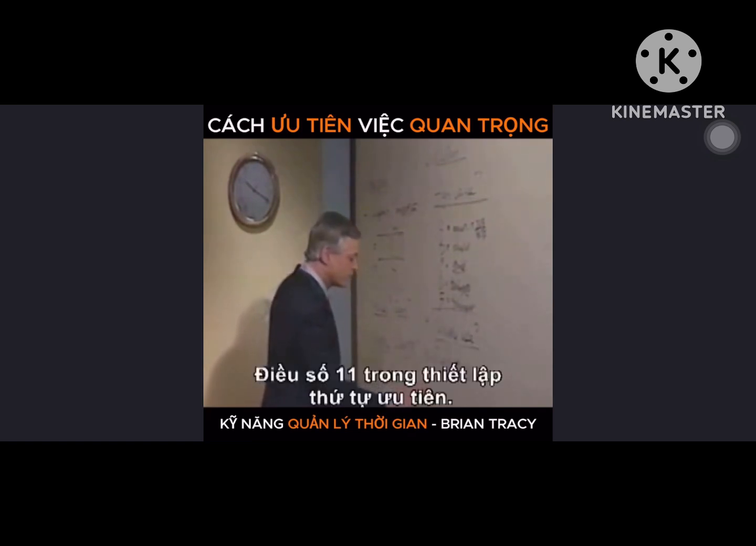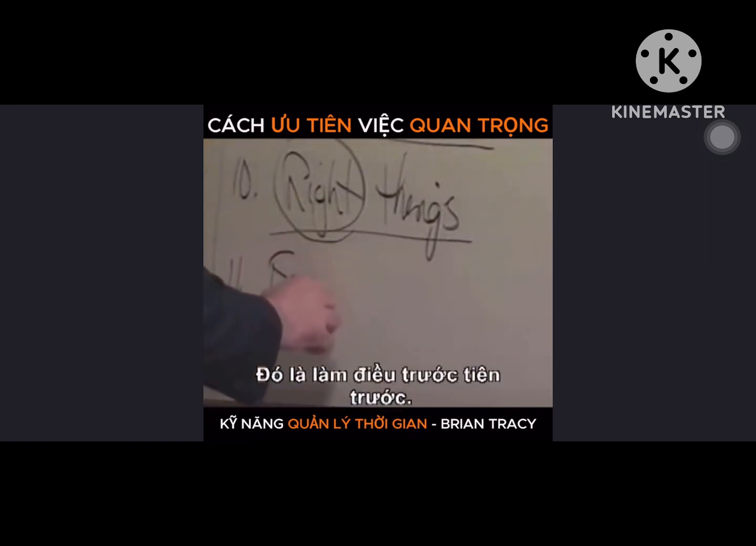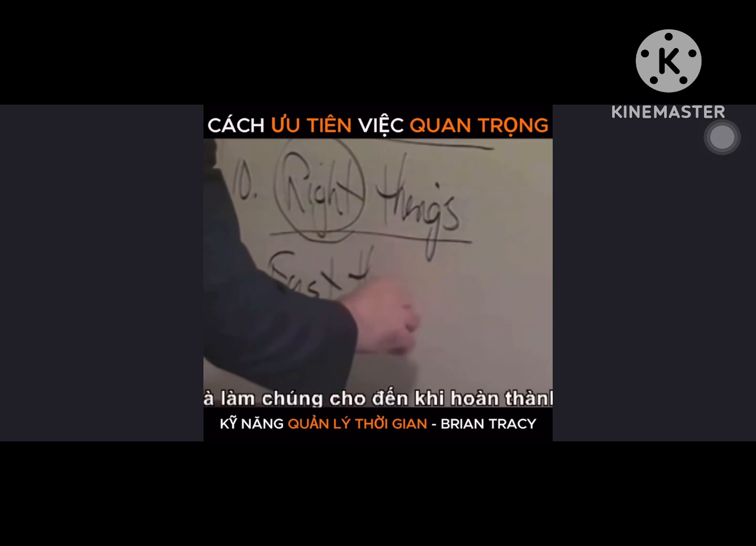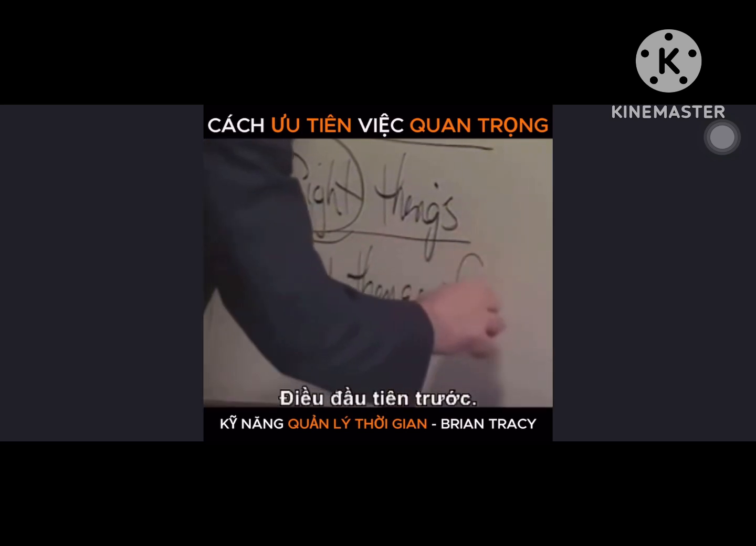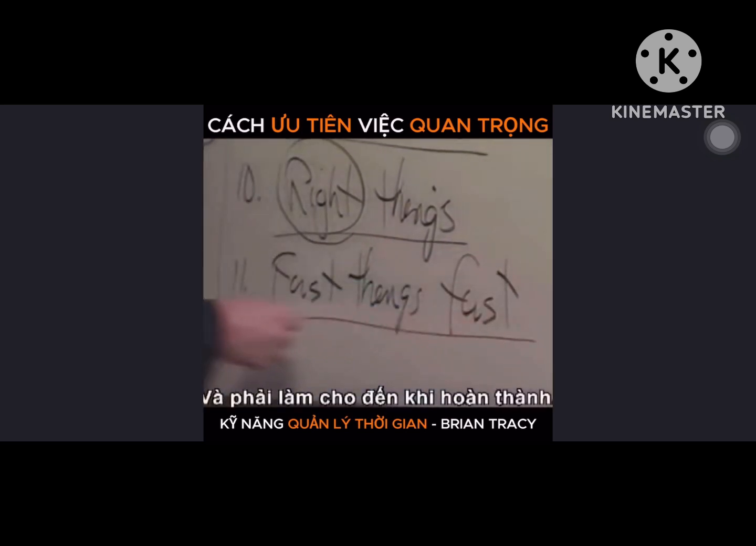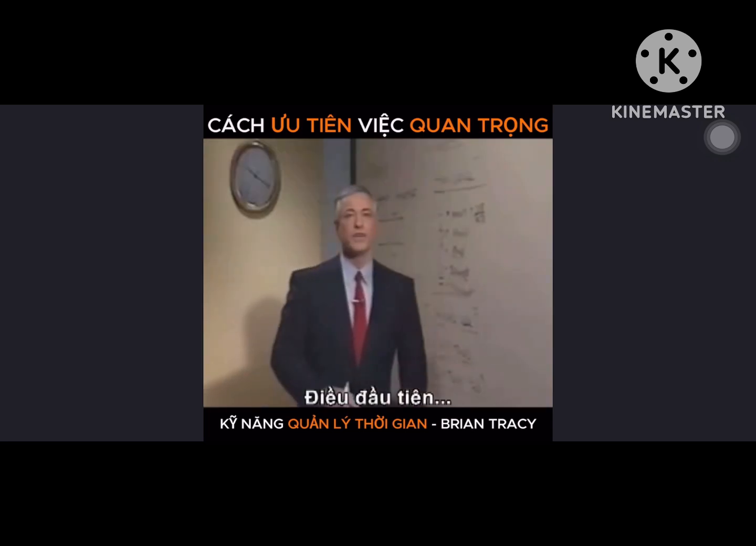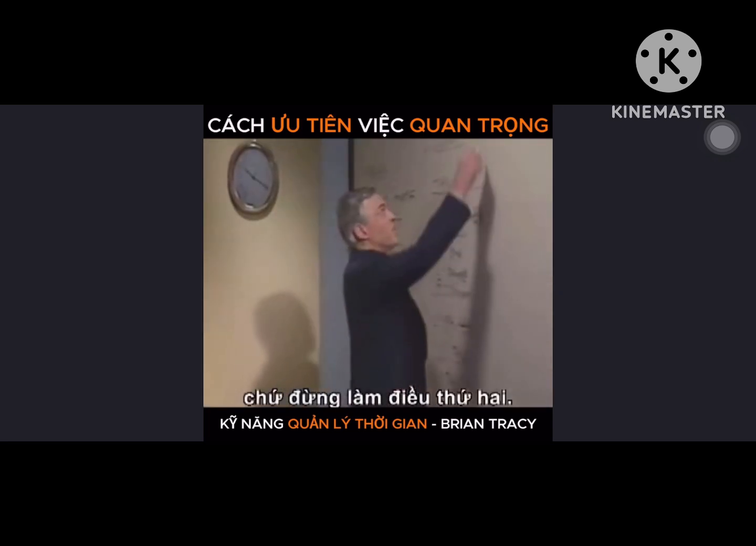Key number 11 to setting priorities is to do first things first, and stay with those things until they're complete. Do first things first, and stay with those things until they're complete. Do first things first and second things not at all.